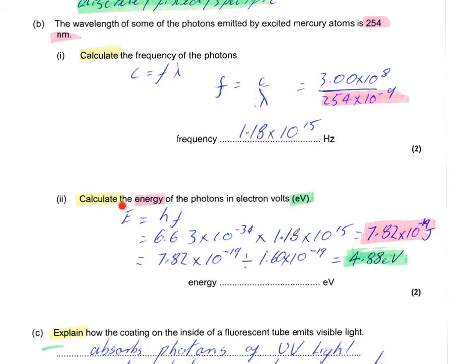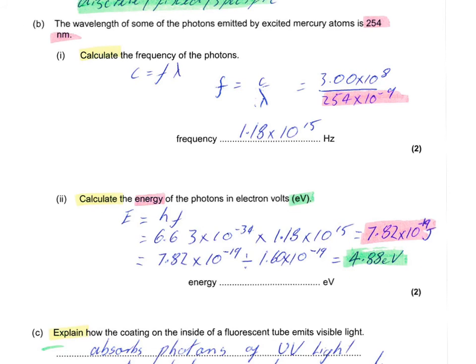So calculating the energy straightforward, and there we go. We can do E equals hf and work that through. That gives me the energy, 7.82 times 10 to the minus 19, but we've been asked for it in electron volts, so we've got to convert from joules. There's the value in joules. We've got to convert it to electron volts by dividing by 1.6 times 10 to the minus 19. That gives me 4.88 electron volts.